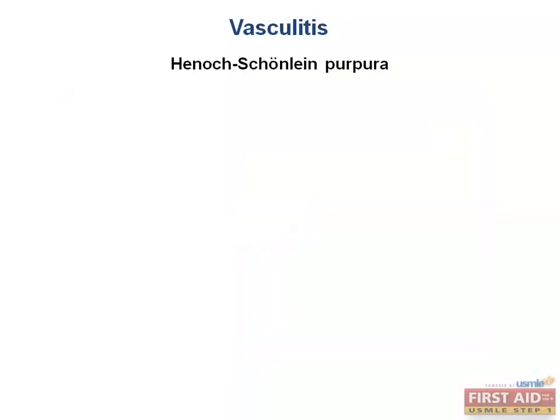Excellent. Let's move on to Henoch-Schönlein purpura. Think about this disease in one way: excessive amount of IgA. Why this occurs is not yet fully understood, but I like to conceptualize the pathophysiology in a way that I'm about to tell you.